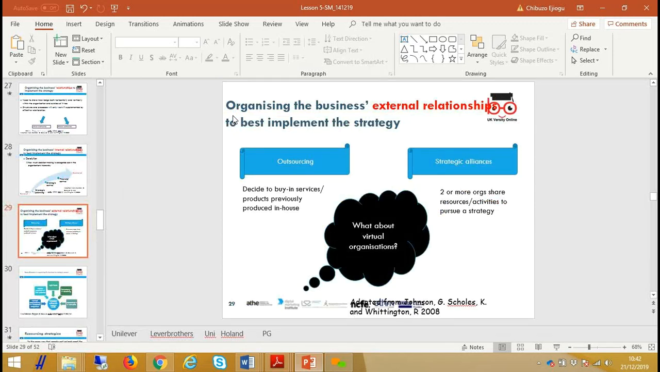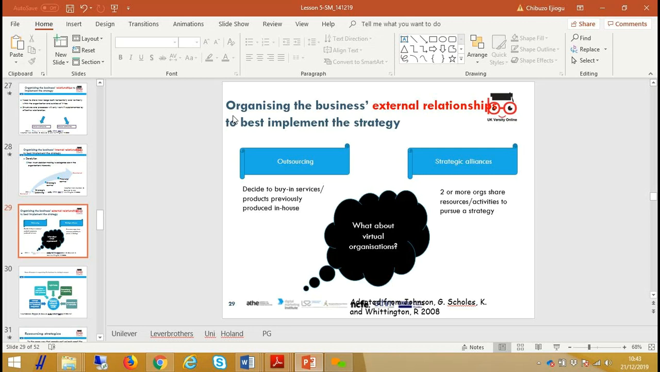So we've talked about outsourcing already, and this is in terms of your external relationships, how to support your strategy. This can be used to support your strategy and mitigate risk. So outsourcing, we talked about that.